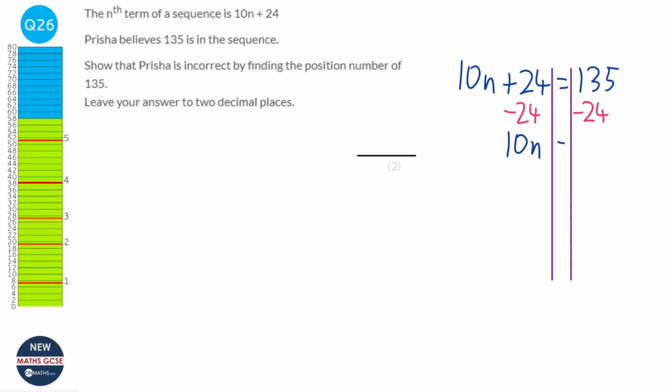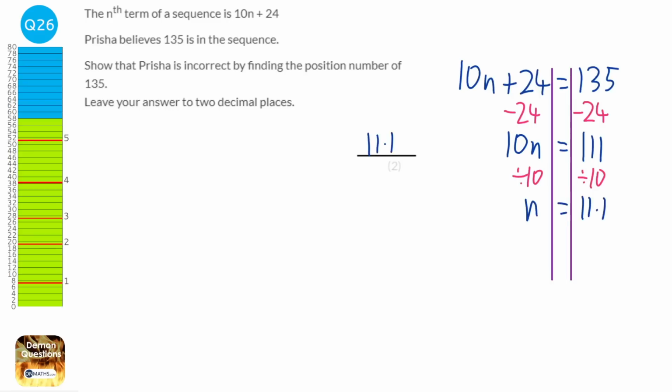So we're just solving this now, and we're doing 135 take away 24, which is 111. And then we're going to divide both sides by 10, and you're probably already seeing the fact that it doesn't work exactly because n is 11.1, which means that Prisha is wrong. 135 can't be in that sequence.